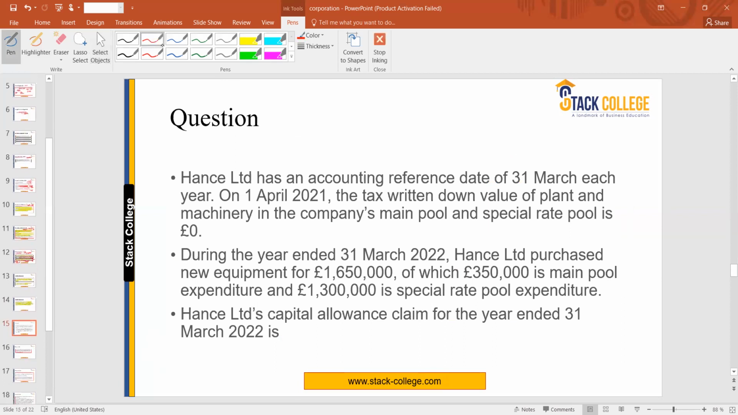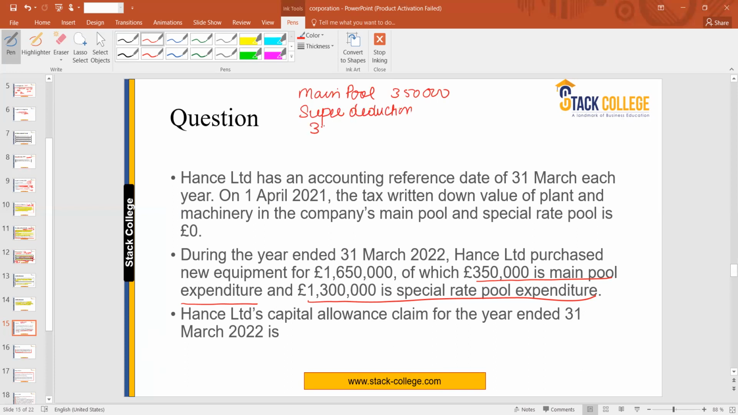For example, H Limited has an accounting reference date of 31st March each year. On 1st April 21, the tax written down value is 0. During the year ended March, H Limited purchased new equipment for 1,650,000, of which 350,000 is a main pool item and 1.3 million is special rate pool expenditure. Calculate capital allowances. So for the main pool item, which is 350,000, we will claim the super deduction.